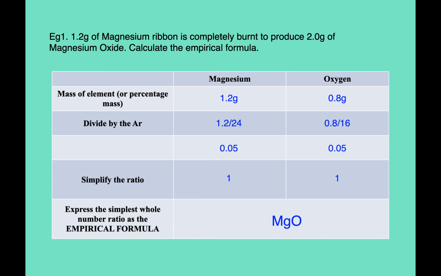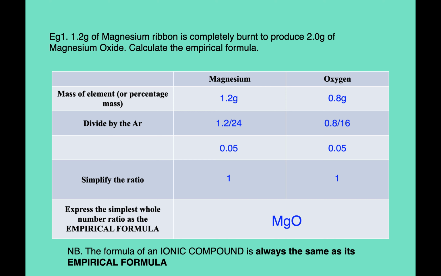Okay. Now a little point to note here is that the empirical formula of an ionic compound is always the same as its formula. The formula of an ionic compound, NaCl, MgO, CaCl2, is always the simplest ratio of the elements present.